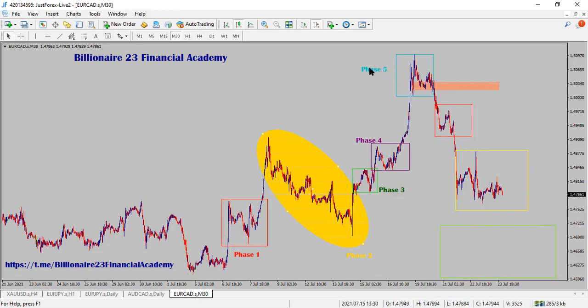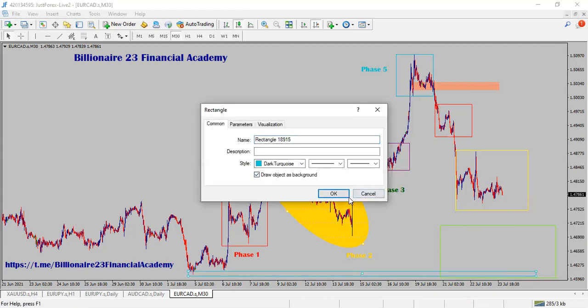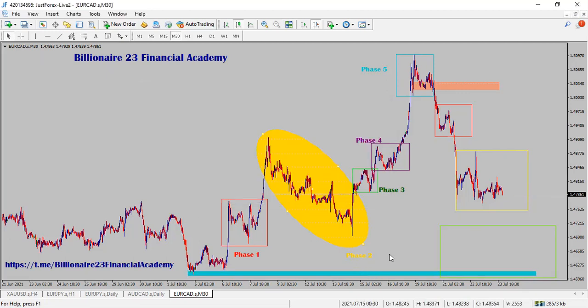Generally, that's how the market moves here. This would be phase 1, phase 2, phase 3 somewhere here. Maybe they'll come back to retest this level as support. Who knows? But generally, this is how the market moves.